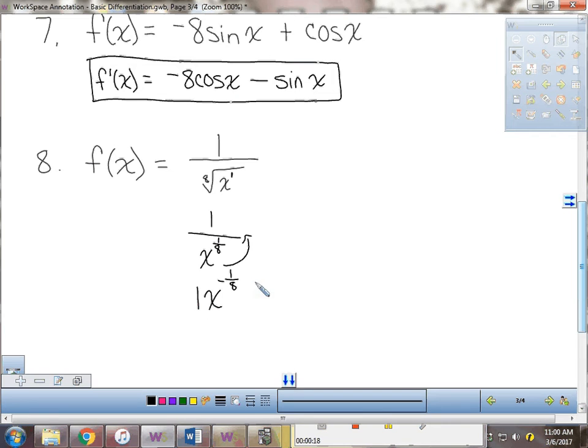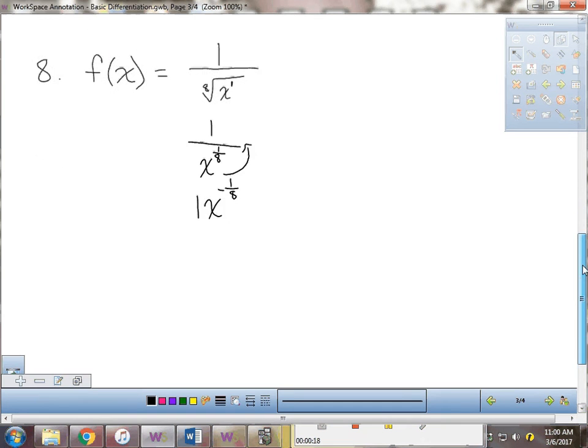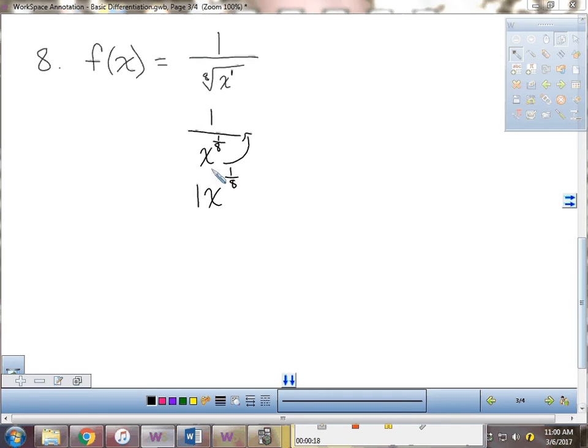Now, we don't really need this one here. I'm just putting it there for purposes, so we can see that it's still there. So I'm going to pull the negative 1/8. Now that we've got it set up, I can take the derivative. Negative 1/8 times 1 is negative 1/8. X to the, if I subtract 1, that would be subtracting 8 over 8. So negative 1 minus 8 would be negative 9 over 8.